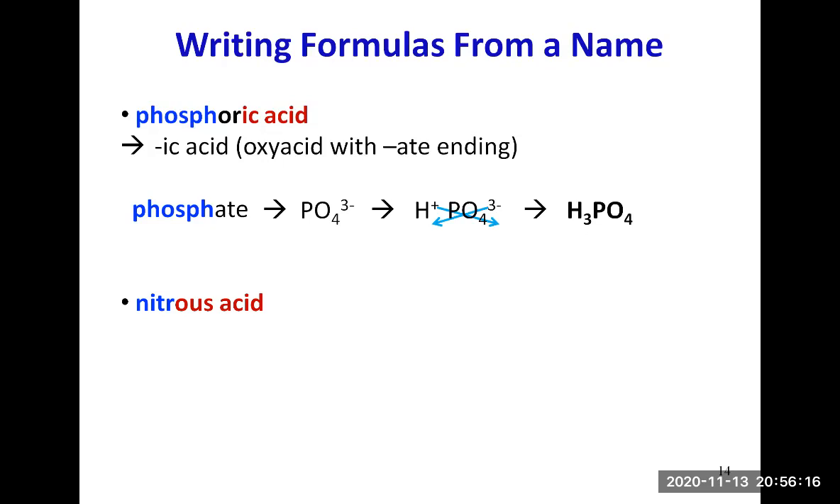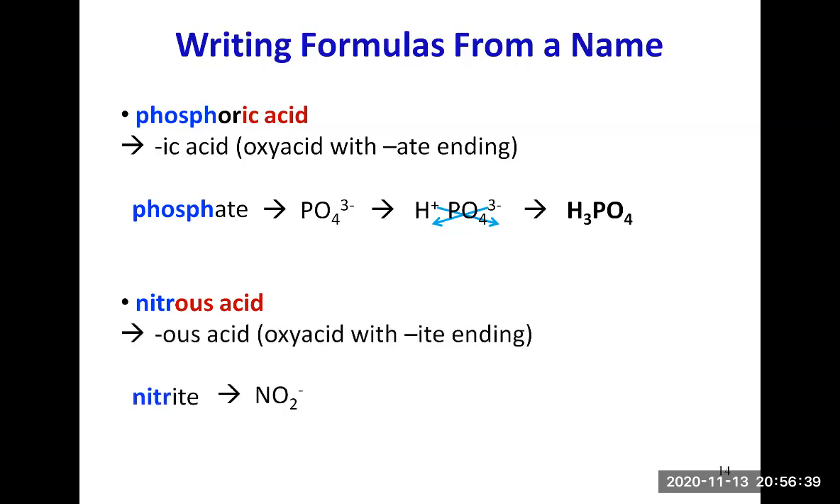Let's look at the second example, nitrous acid. There is no prefix hydro, so that's an oxyacid. The ending -ous tells you it comes from the polyatomic ion that ends in "ite." So nitrous comes from nitrite. Let's find the nitrite formula. The nitrite is NO2 -1. If you look at the list of polyatomic ions, that's the one. So nitrite, when combining with H+, will make nitrous acid.